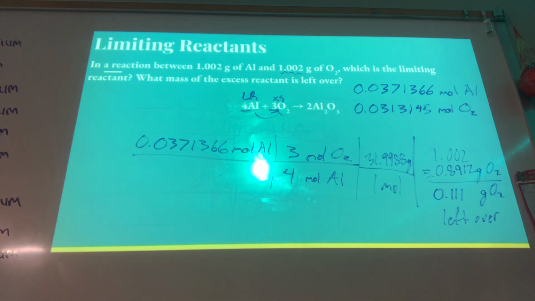0.111 grams left over. Wait, what was the number? Are we not still rounding to 4? The rule for subtracting and adding is different, right? So instead of counting sig figs, we round to place values. So the least precise is the thousandths place as opposed to the 10,000ths place, so we round to the thousandths place. That's the rule for adding and subtracting. So how much is left over? 0.111 grams of oxygen.